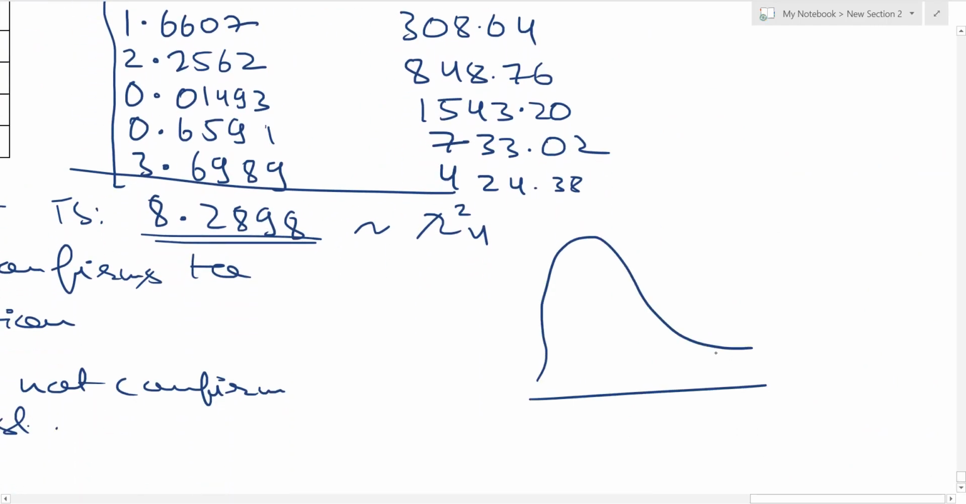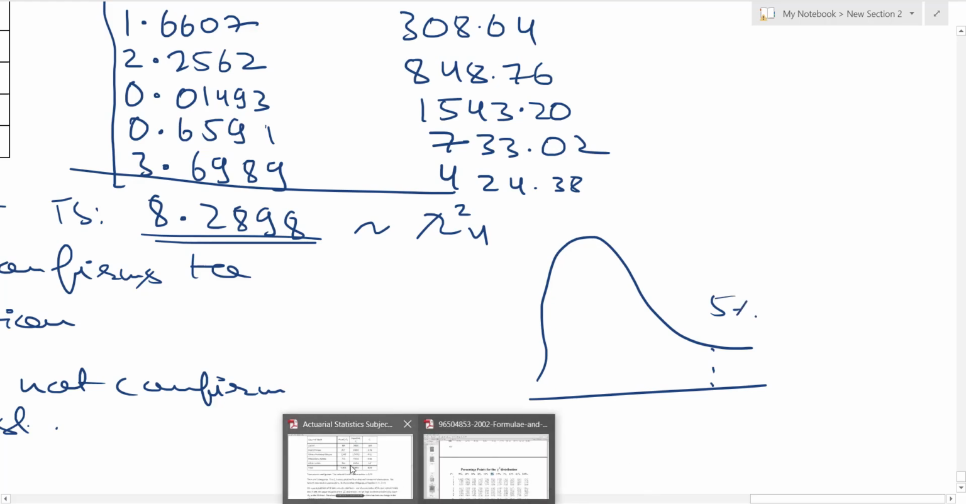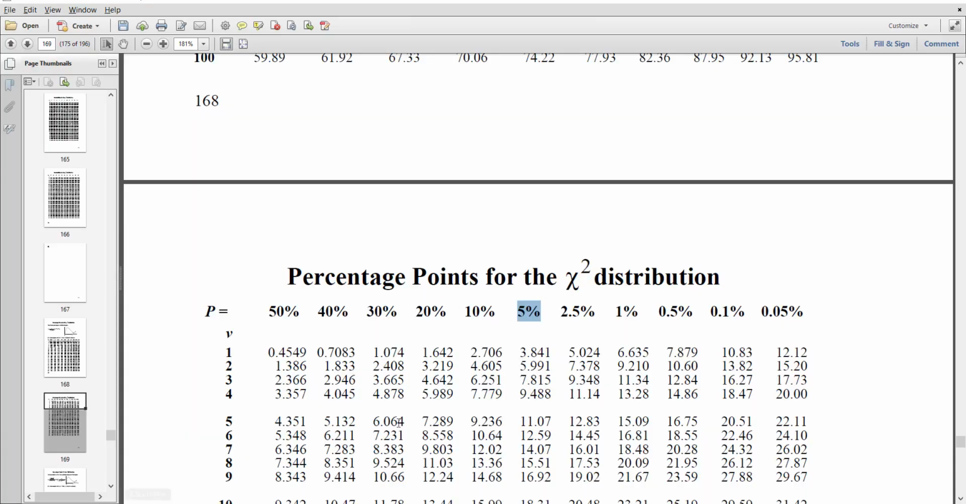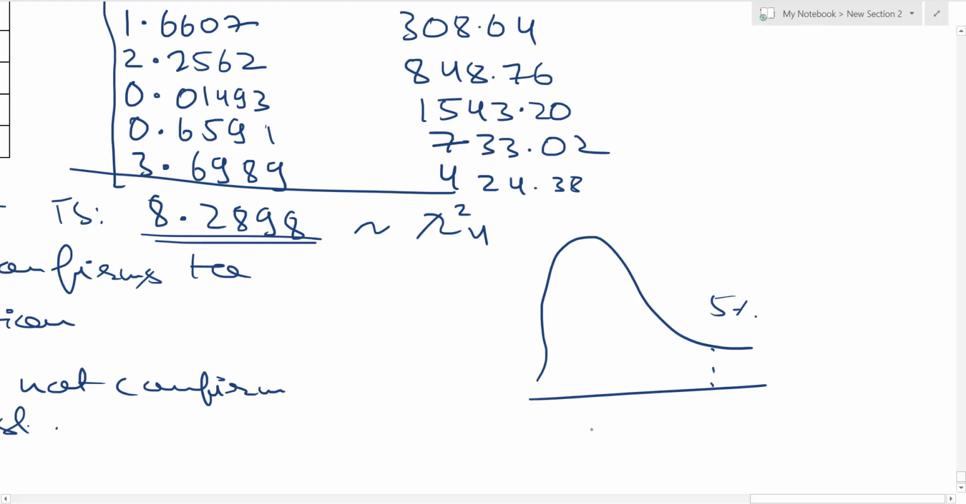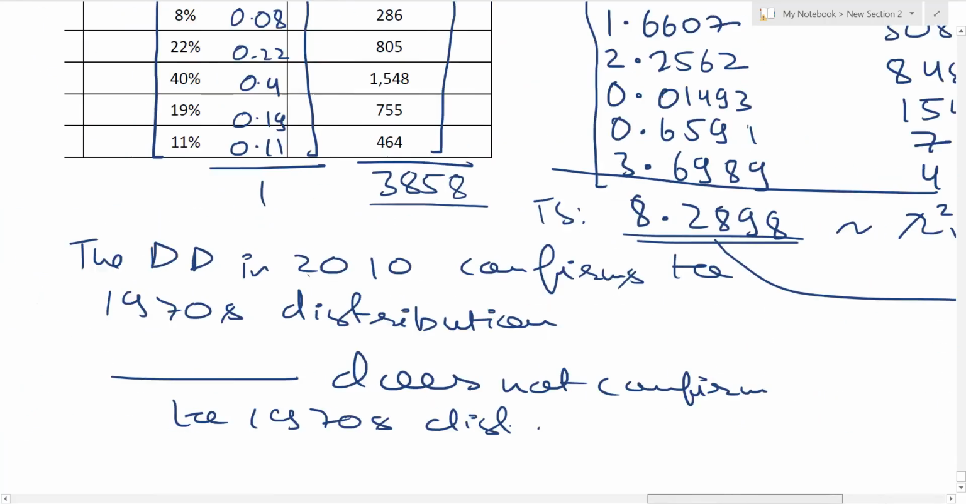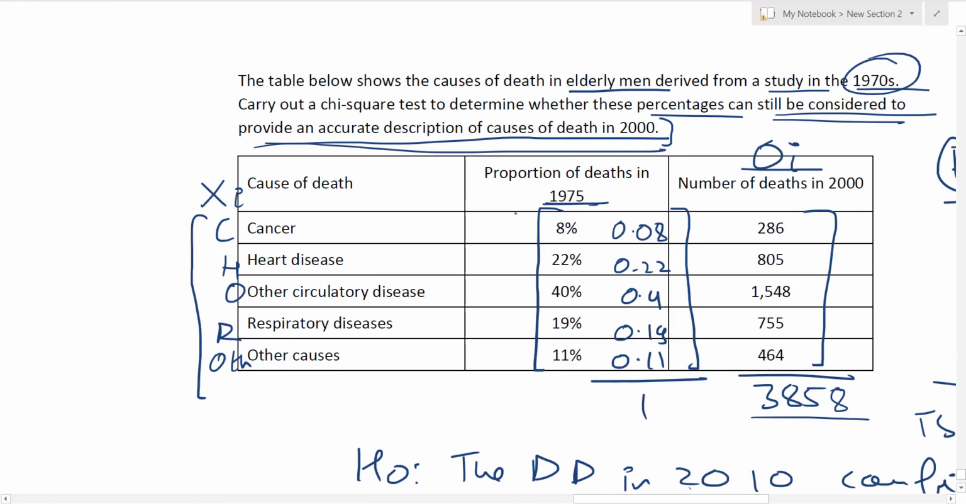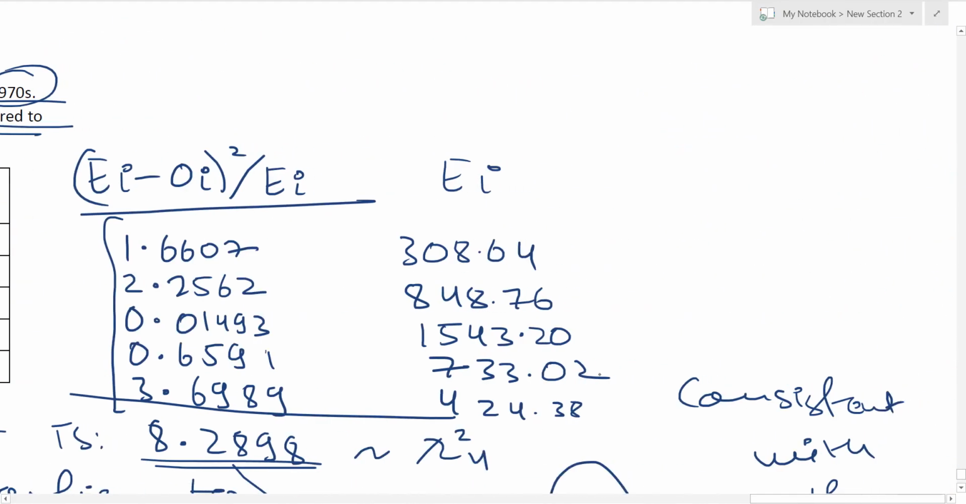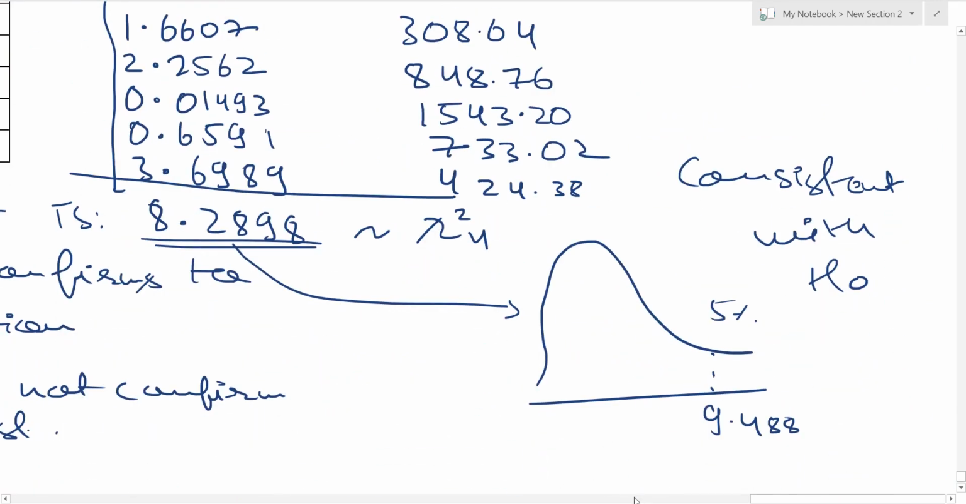This is my chi-square distribution, and I'll try to find the upper 5% point. Chi-square 5%, 4 degrees of freedom, is 9.488. The test statistic is within the region of acceptance, so this is consistent with H naught. Thus we do not have sufficient evidence to reject H naught. That's how it works. So the 1970s data can still be applied in the year 2000. That's your conclusion. Let's move on to the next type of question.